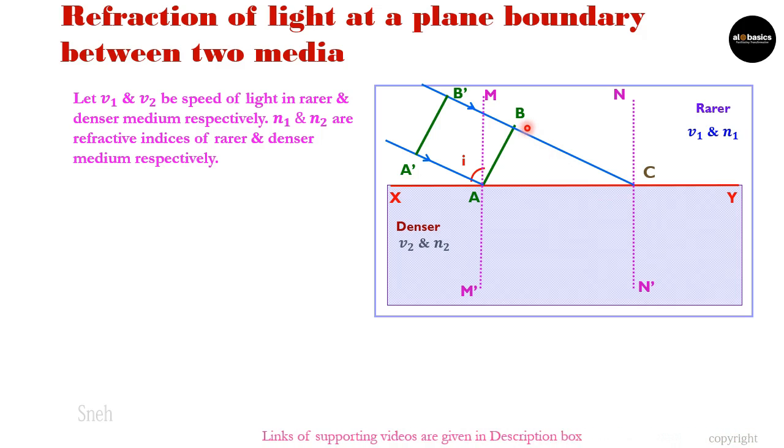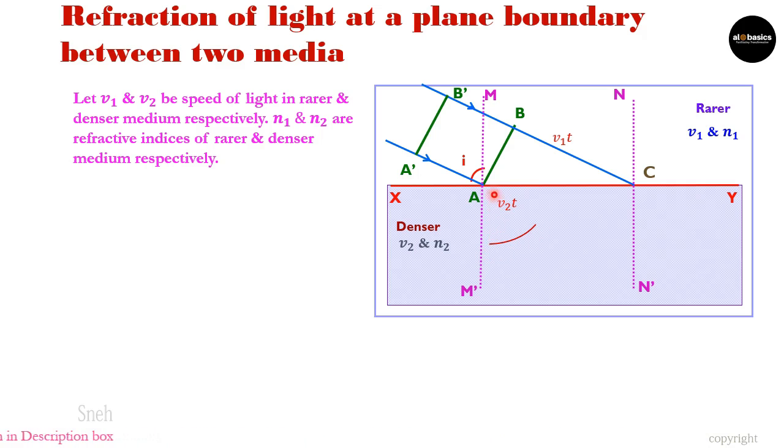Within time t, B reaches point C and travels distance V1t, while A will travel distance V2t within the same time. Why am I saying V2t? Because now it will travel into the denser medium, so its speed is not the same as the speed in the first medium, and due to that it will travel distance V2t. So we'll draw a semicircle with radius V2t in the second medium, and this curve is a part of the hemisphere.